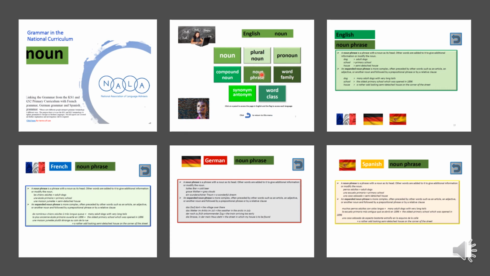So if I go back to noun phrase, we click on that, that will take us to the English noun phrase page. I then have the option of choosing a link with a different language. So I can choose the French flag, the German flag, or the Spanish flag. The French will obviously take me to the French page, the German to the German page, and the Spanish flag to the Spanish phrase, where it will tell me what a noun phrase is in that language. If I click on the return arrow, it will take me back to the dashboard.